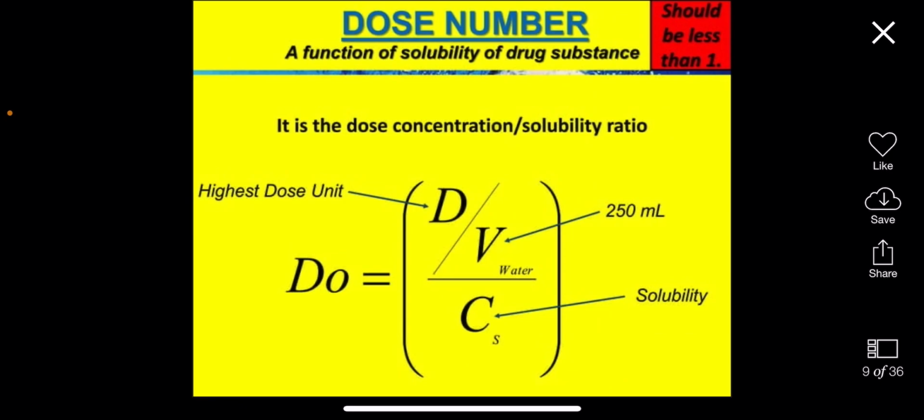we give in a formulation gives the solubility. That is, how much drug is soluble in our body fluids or the limited fluid present in the body. So, it is noted by Do is equal to D by V upon Cs, where D is the highest dose, V is the volume of water, and Cs is the concentration solubility ratio. So it is the dose concentration by the solubility ratio.